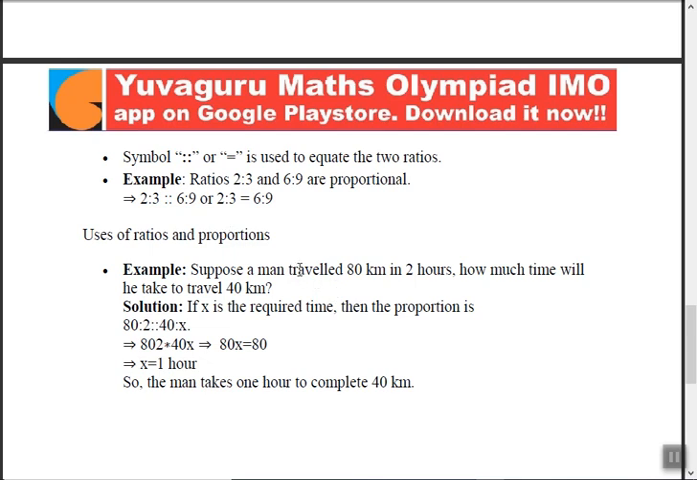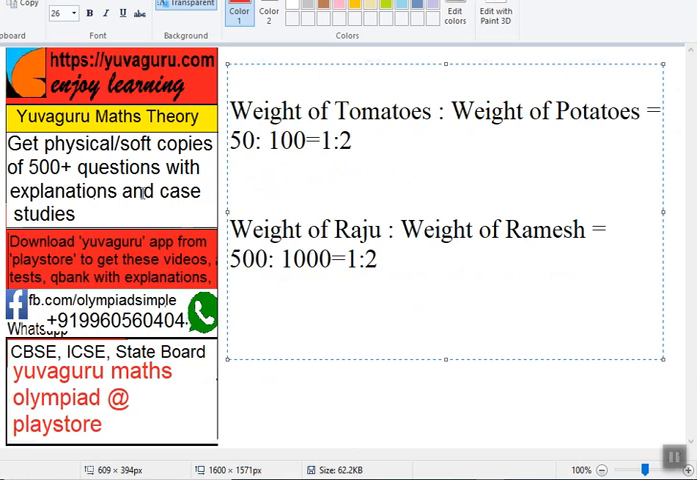This was a simple problem. You could solve it easily without even referring to everything. But there are difficult problems which come in our life, come in mathematics, and that time you require all these logics. Okay, so that was the theory regarding ratio and proportions.